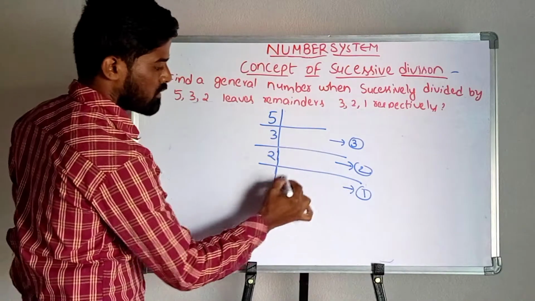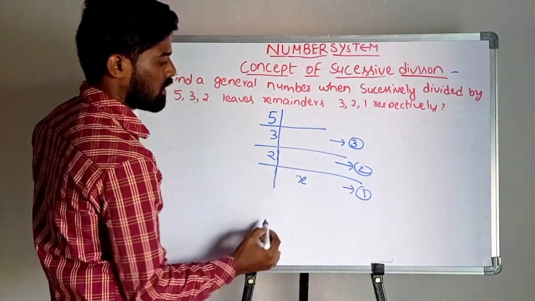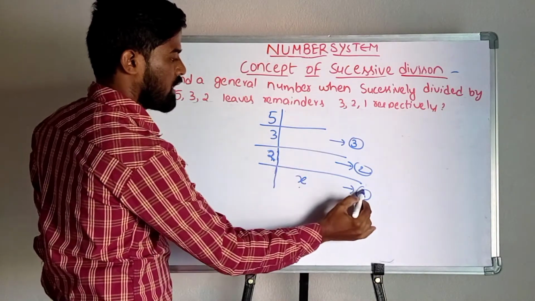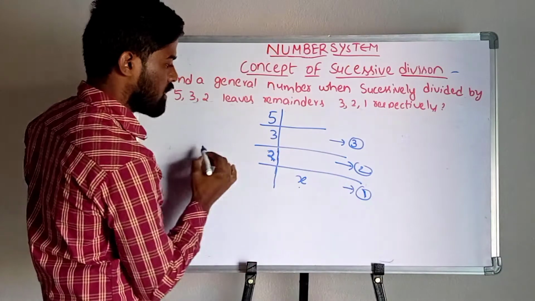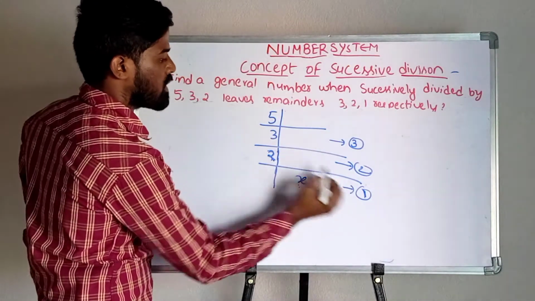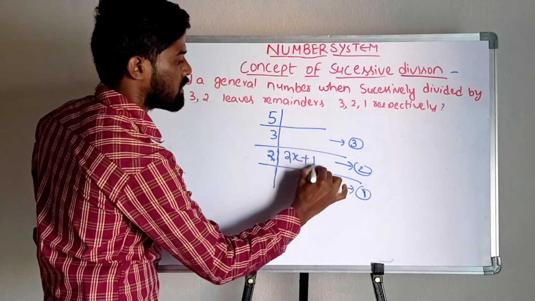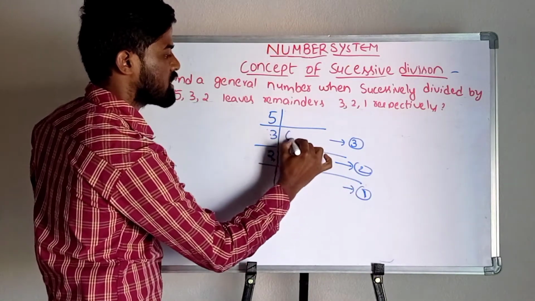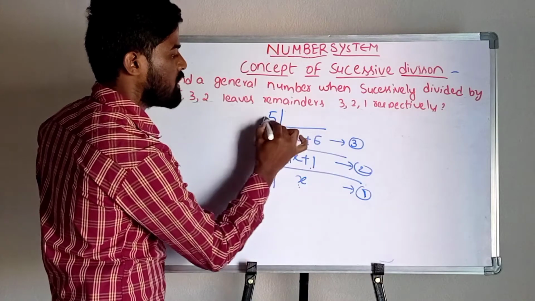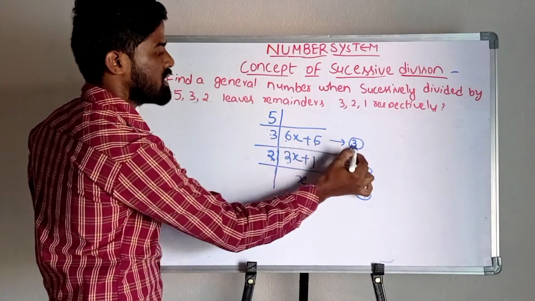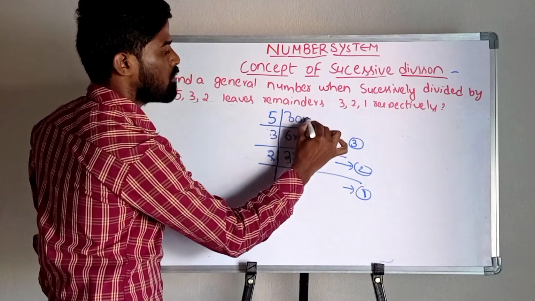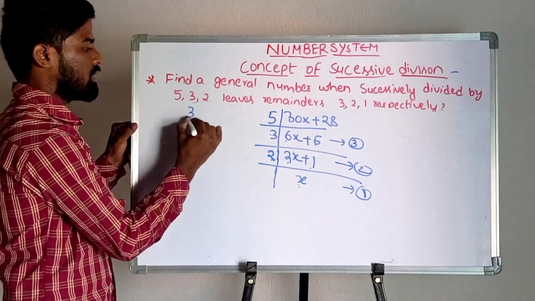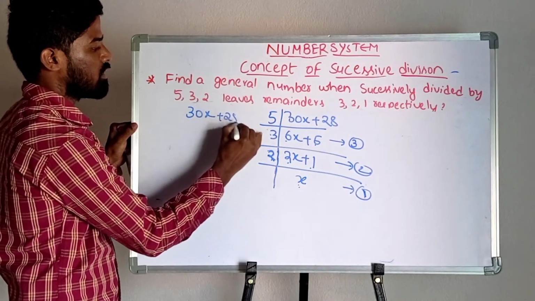First we assume this value as x. Here x is the quotient of this divisor 2. Here 1 is the remainder. That means the dividend is divisor into quotient plus remainder, that is 2x plus 1. Similarly here 3 into (2x plus 1) plus 2, that is 6x plus 5. Similarly here 5 into (6x plus 5) plus 3, that will become 30x plus 28. That means our general number is 30x plus 28.